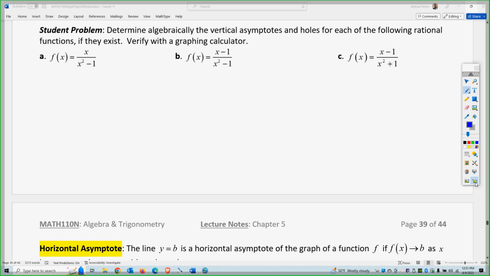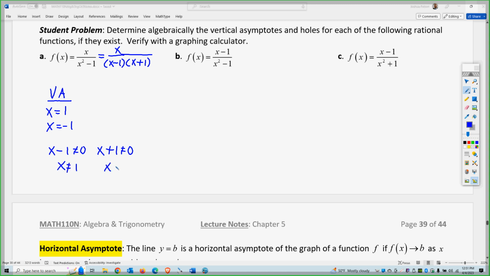Okay, so we're going to factor this problem. So I get x and then x minus 1 and then x plus 1. Okay, so the vertical asymptotes are x is equal to 1 and x is equal to negative 1. Because if I solve these, I'm going to get x is not equal to 1 and x is not equal to negative 1, right? So the holes, there's none because nothing canceled. I didn't take anything out. If you take something out, you're left with a hole. Kind of makes sense.